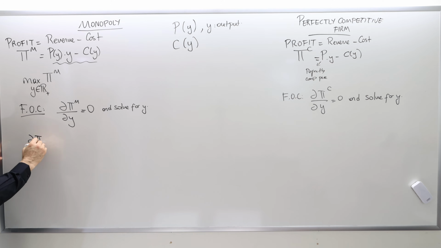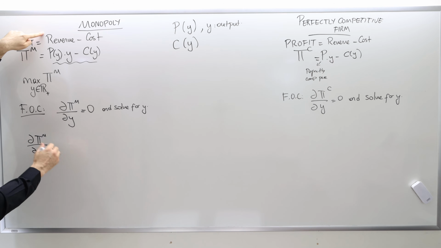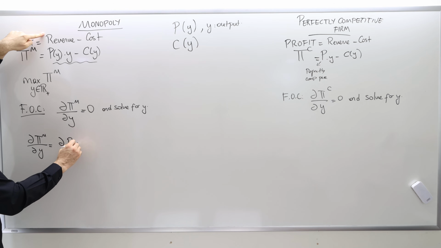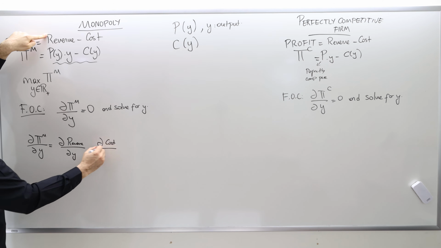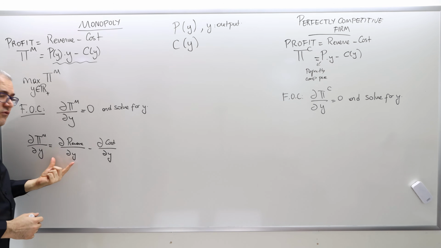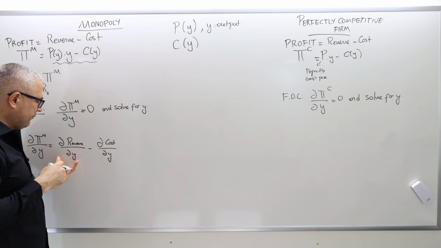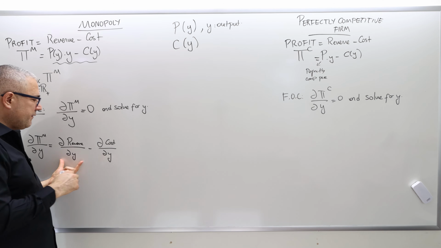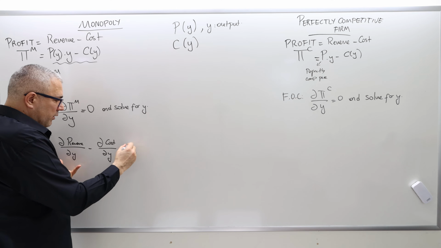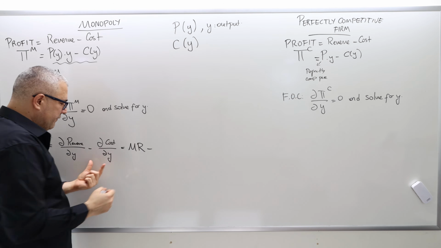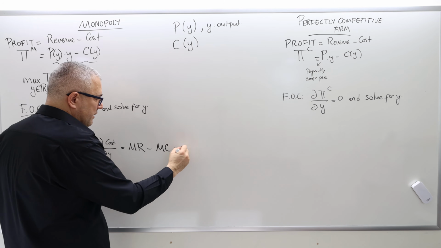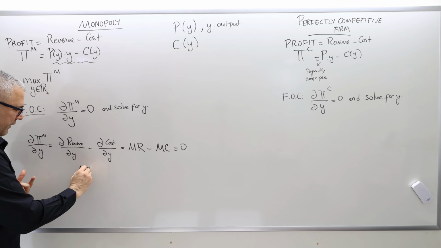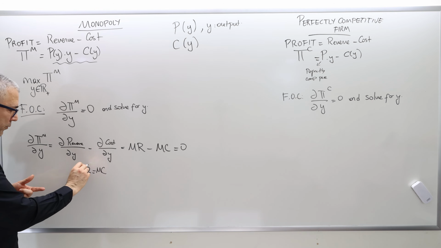So del pi m del y, the derivative of the profit function, is in fact the derivative of the revenue with respect to y minus the derivative of cost with respect to y, right? So if you remember our arguments in intermediate microeconomics 1, the derivative of revenue with respect to y, we always call it marginal revenue, and the derivative of cost with respect to output, we call it marginal cost. All right, so that's equal to 0. That means marginal revenue equals marginal cost for monopoly.